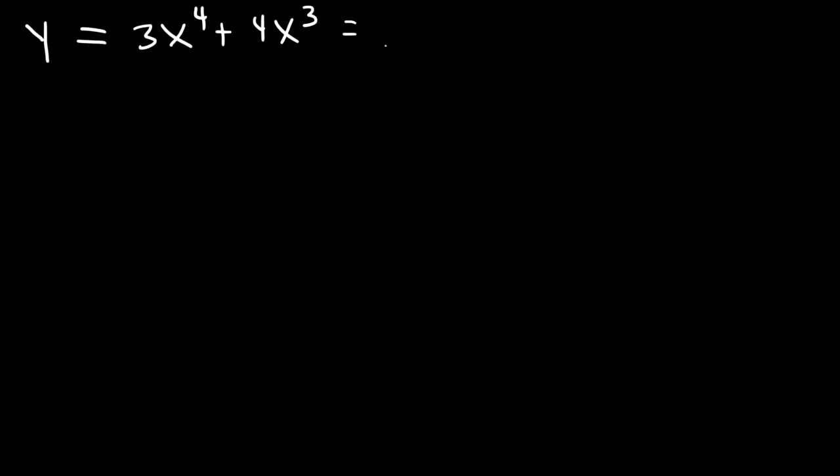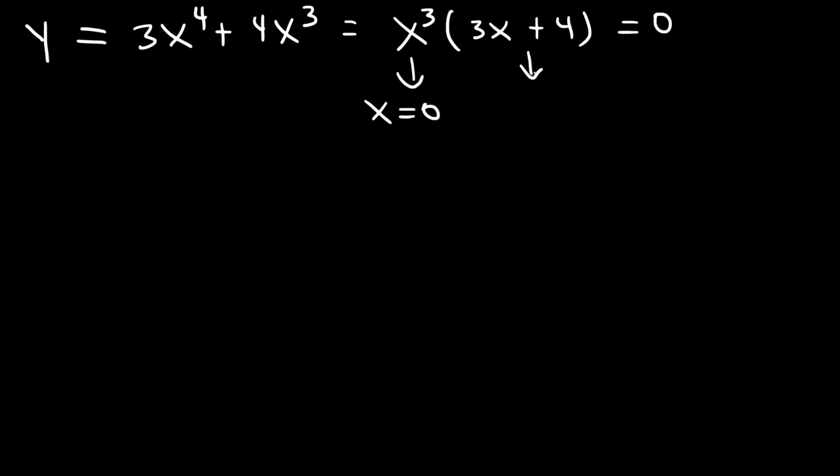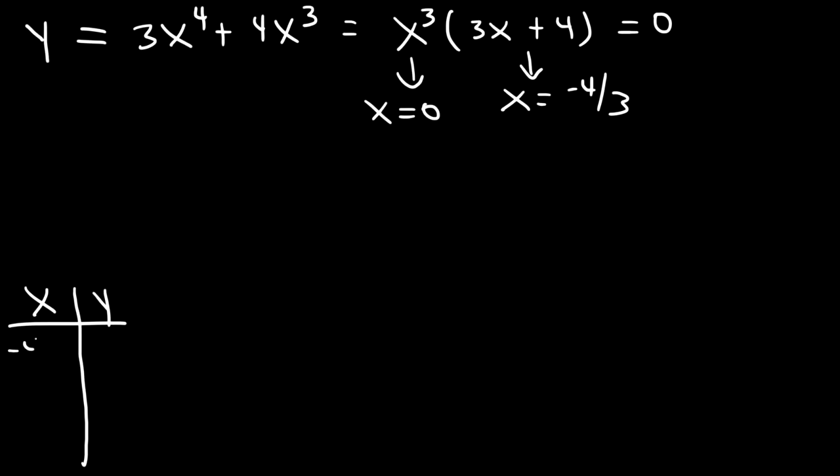So first, I'm going to look for the x-intercepts. So I'm going to factor out x cubed, and I'm going to have 3x plus 4. So if I set this equal to 0, I can see that x is equal to 0. And if you set 3x plus 4 equal to 0, x would be negative 4 over 3. So I'm going to put that into the data table. So we have negative 4 thirds, comma 0, and 0, 0.